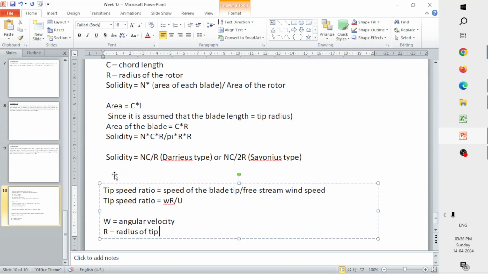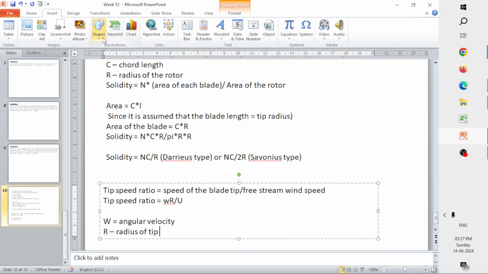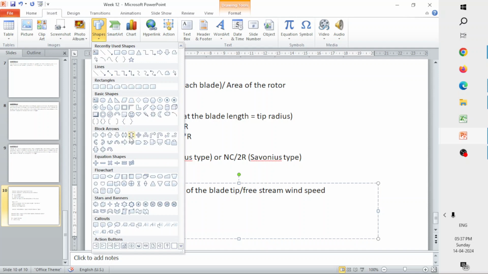In case of the Darrieus type, this tip speed ratio will be very high, whereas in the Savonius type, the tip speed ratio will be very low. And in case of the Darrieus type, the blades are curved along the length. In case of the Savonius type, it is a sliced hollow cylinder which is connected in an S shape. So I hope you will be able to get it. It will be somewhat like this.